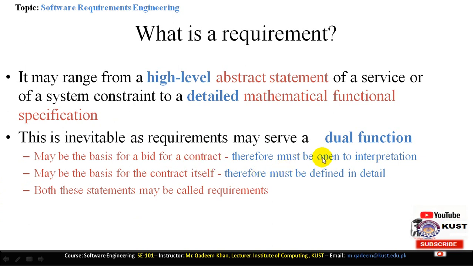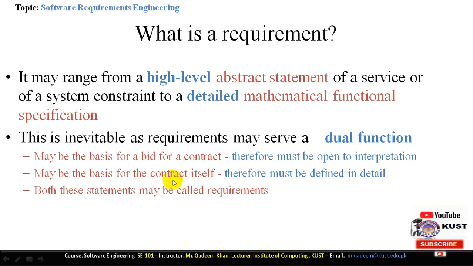Therefore, it must be open to interpretation. That means the contract must be open for interpretation. Interpretation means negotiation. The contract must be ready for the negotiation between different parties. Number two, it may be the basis for the contract itself. All the requirements act like the contract itself.